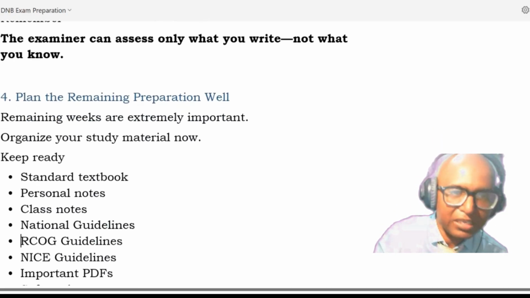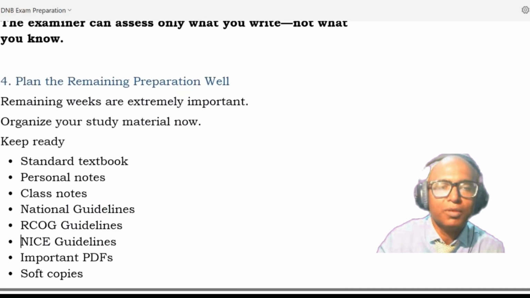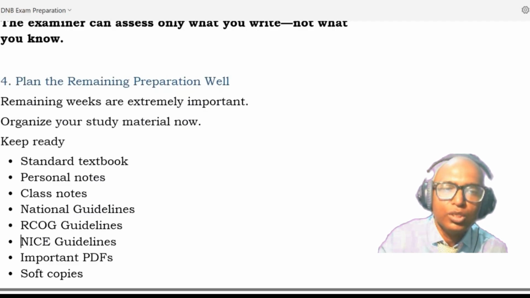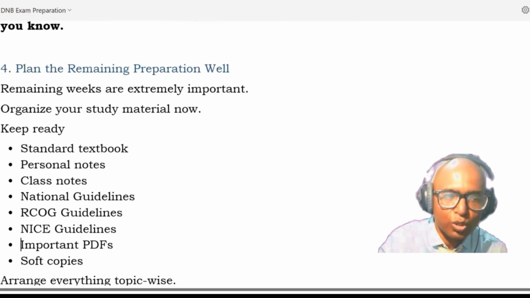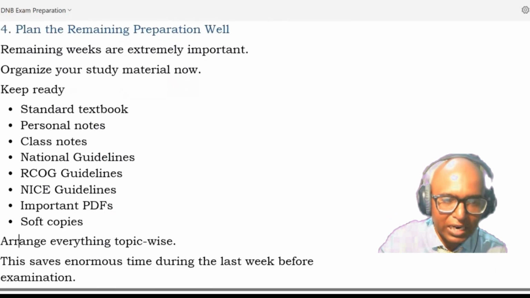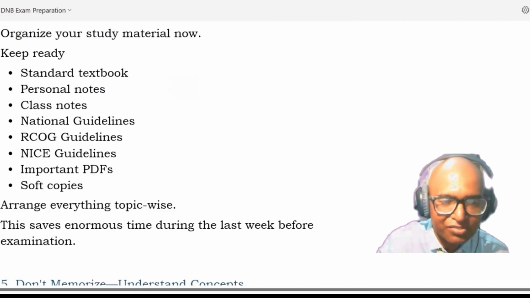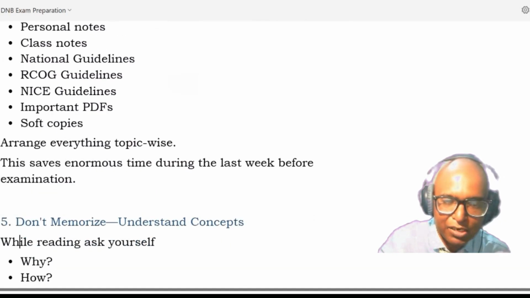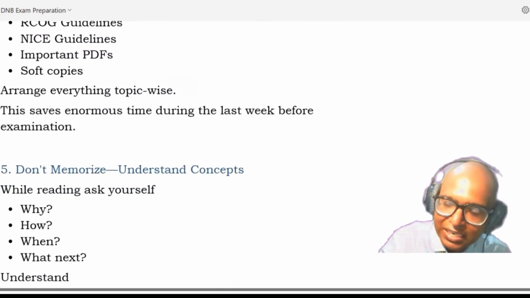When you start preparing, whatever time is remaining during that preparation, organize your study material well. You will have various guidelines, standard textbooks, notes, etc. Keep ready your standard textbooks, class notes, national guidelines, RCOG guidelines, NICE guidelines, important PDFs, etc. Arrange everything topic wise. This will save you a lot of time, especially a day prior to the examination, and you will be able to revise them very fast.